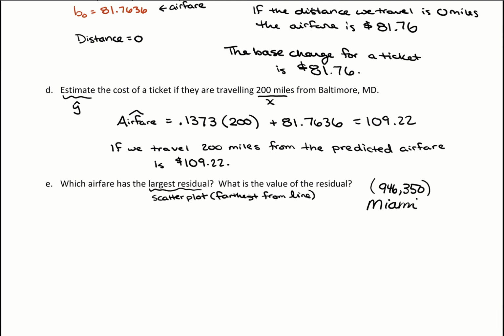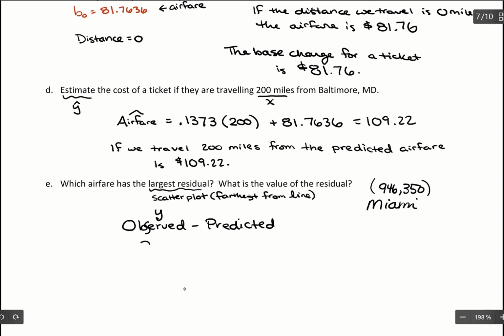To find the actual residual itself, what we want to do is take our observed value minus the predicted value. So again, the observed value is going to come from our actual data. So we actually have that coordinate already. So taking that airfare of 350. And then for predicted, what we want to do is see if we travel that distance, if X is 946, what would be our predicted airfare?